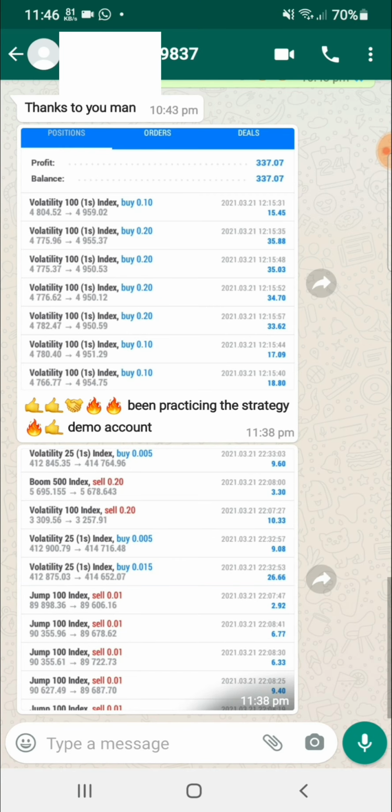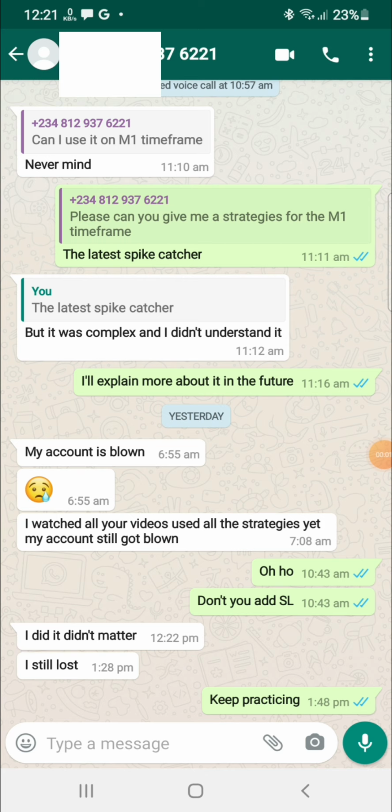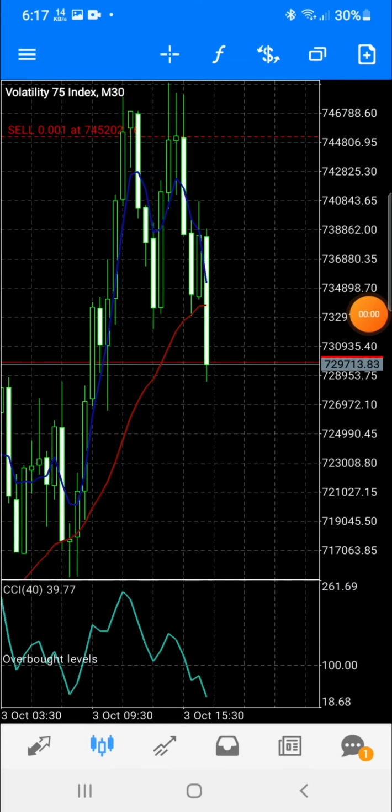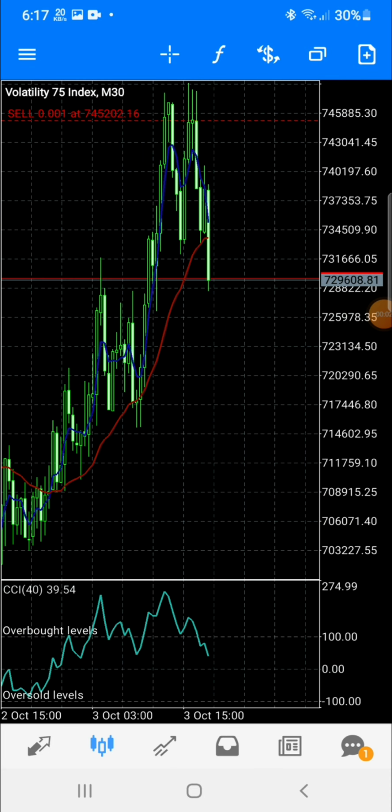Because some of the strategies get faded as time goes on. So we always have to be active in the market and update some of the strategies. Alright, but price action remains the king.